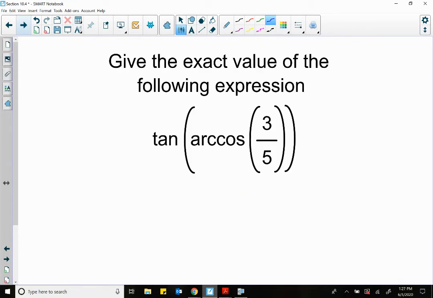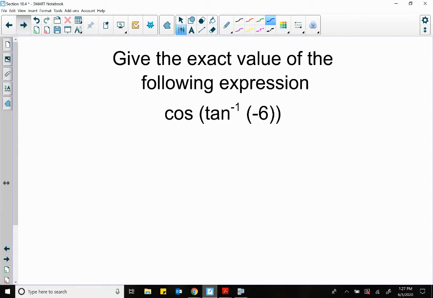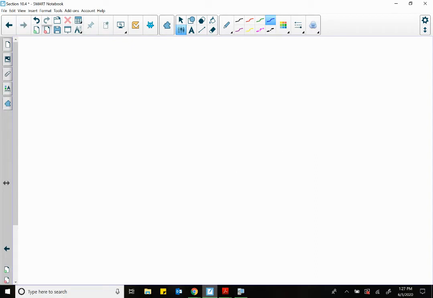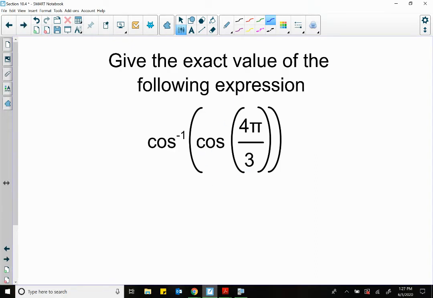And basically what I want you to do is work inside the parentheses first and then work outside. So some of these you're going to be taking an inverse and then dealing with the regular function, and others you're going to be taking the regular function and then dealing with an inverse. Actually, I've got 3 more. Okay. All of these again want the exact value.